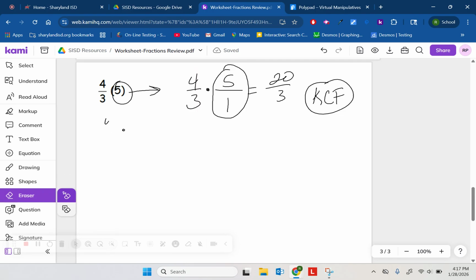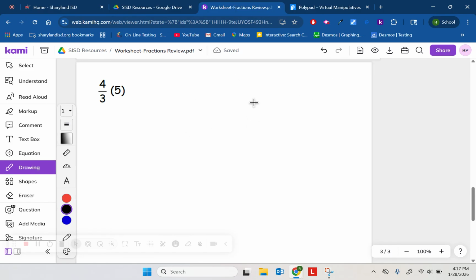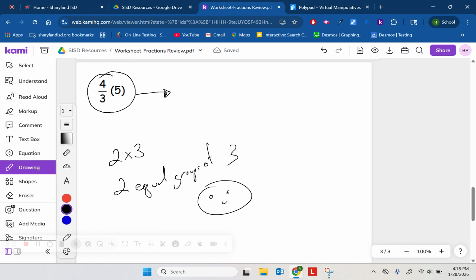So I'm going to just kind of talk about how we can address this problem a little differently and more conceptually. In other words, maybe use manipulatives, maybe draw, that kind of thing. And understand, what does this mean, right? So I can think of this as two different ways. Well, if I tell you, what does this represent? 2 times 3. It means 2 equal groups of 3, right? 2 equal groups of 3 things, right? 2 groups, 3 things.